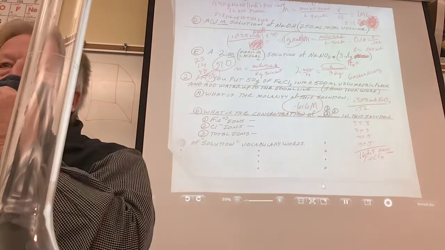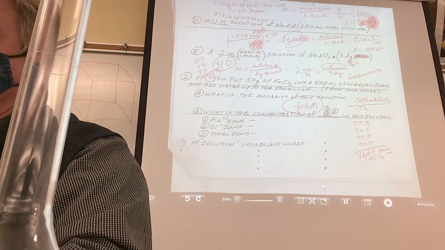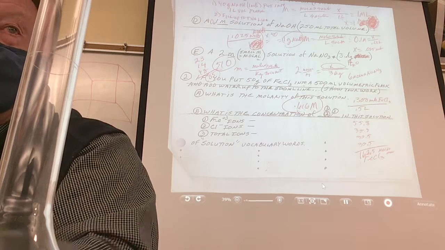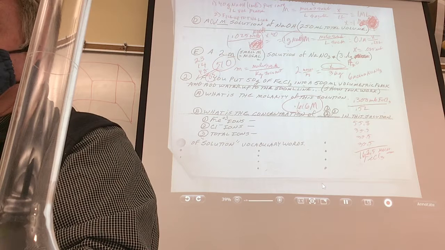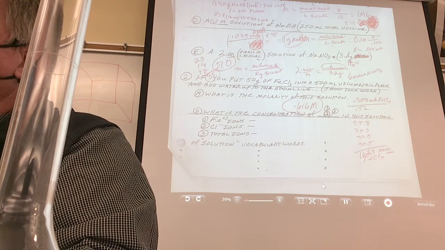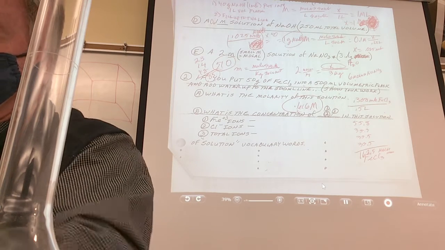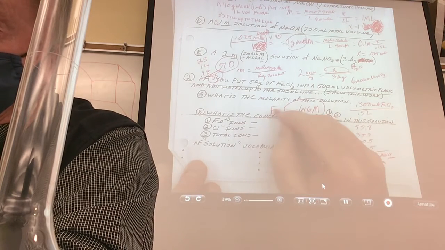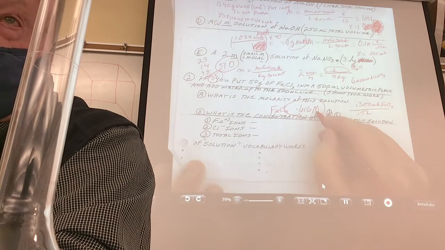Now, here's where you get fooled. I don't want you to get fooled. What is the concentration of FeCl3? What do you think, Clayton? What is the concentration of iron 3 ions? So let's try it again. What's the concentration of FeCl3? It is 0.616 big M molar, right?